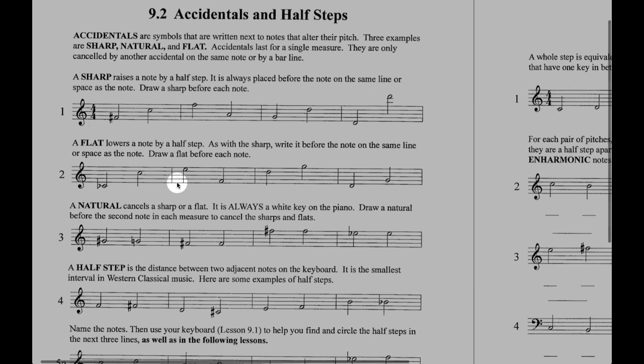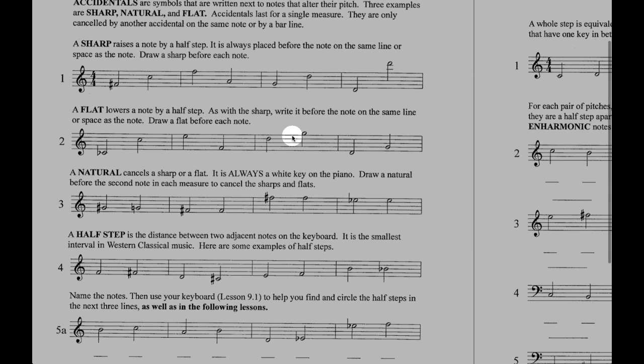All right, a flat lowers a note by a half step. As with the sharp, write it before the note on the same line or space. So instead of C, it would be C flat. It makes the note a half step lower. So draw a little flat, which looks like the letter b, almost, before each of these notes.